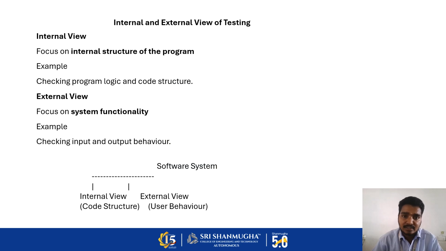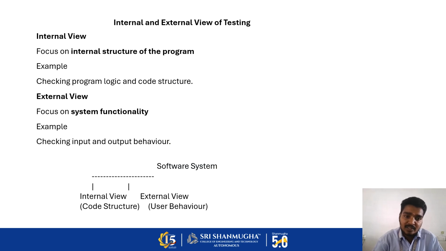Next, internal and external view testing. What is the internal view? The internal view is the system coding and logic inside the program. That is called the internal view. For example, checking program logic and code structure. Next is the external view. The external view is the output of the program, the behavior of the system. It focuses on system functionality, while the internal view focuses on the internals of the code. An example is checking input and output behavior.